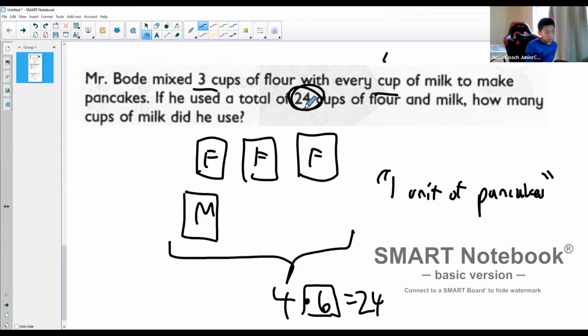Once again, just repeating, if there's 24 total, that means he had this ratio happen because there's 4 here. He had to happen 6 times because 4 times 6 is 24, meaning that he did milk 6 times. If the question was asking how many cups of flour, the answer would be 18, because instead of doing 1 times 6, we would do 3 times 6, comparing flour to milk.